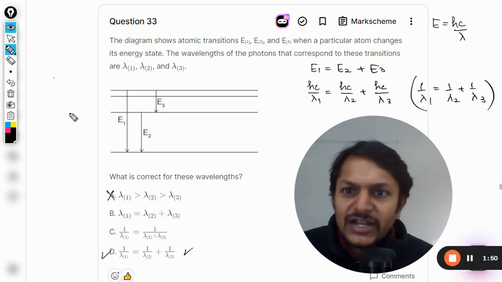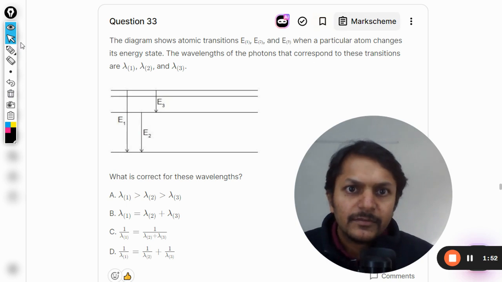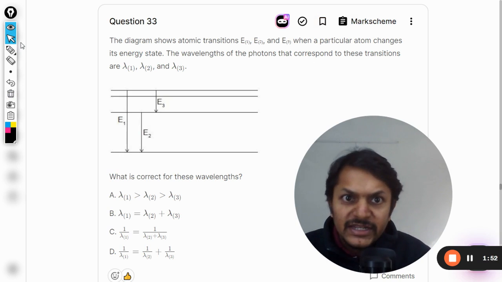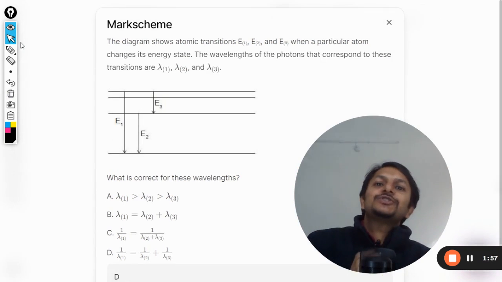And let us check this answer from the mark scheme, if the answer is actually coming out to be D. And yes, the mark scheme is also saying the same thing.